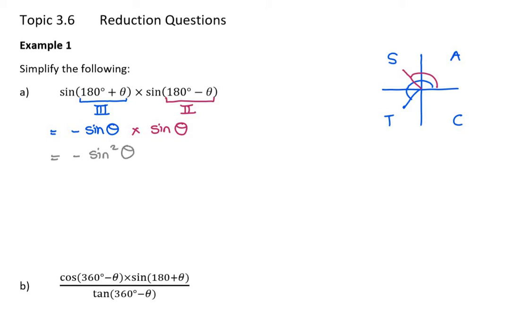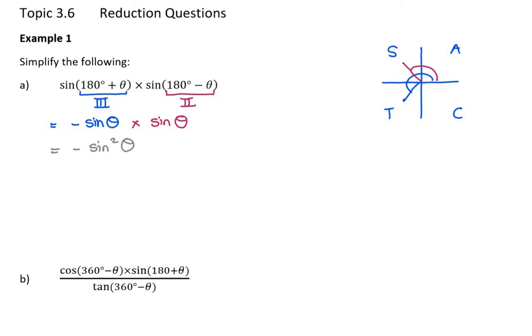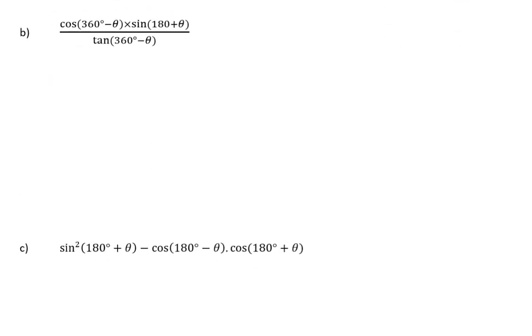Now that's generally where we put the squared in trig. You can put a bracket around the sine theta and then square it, but just notationally that's generally what we do. Right, let's move on to another example.